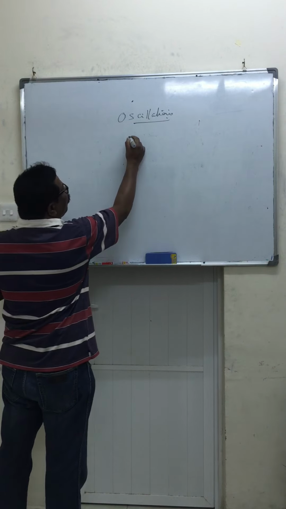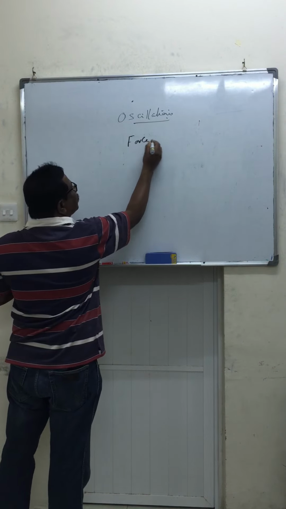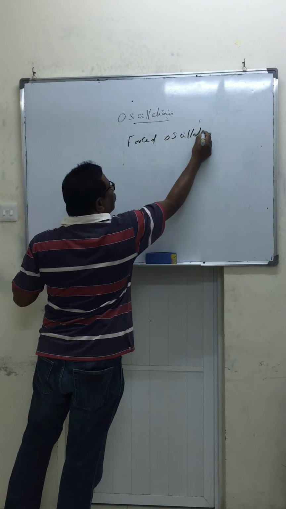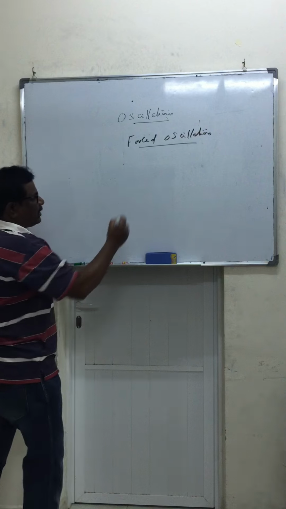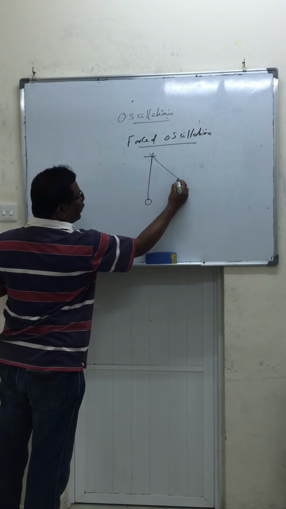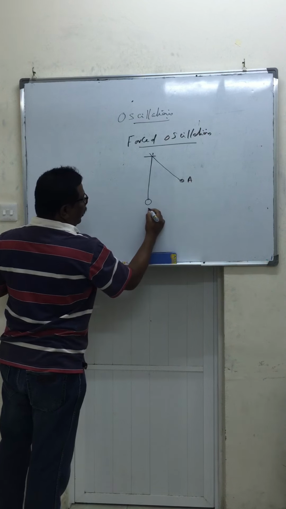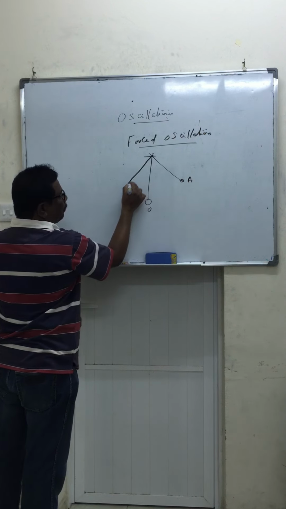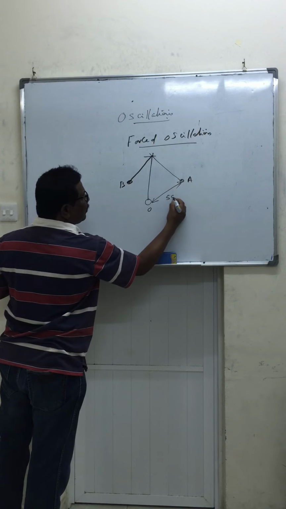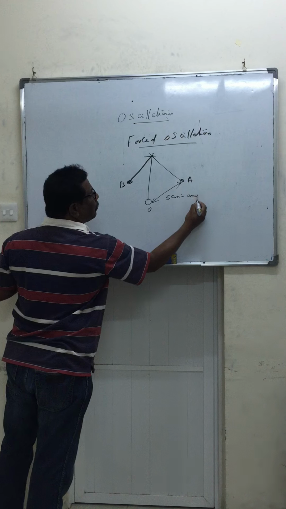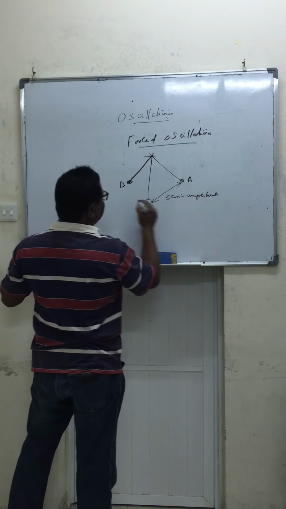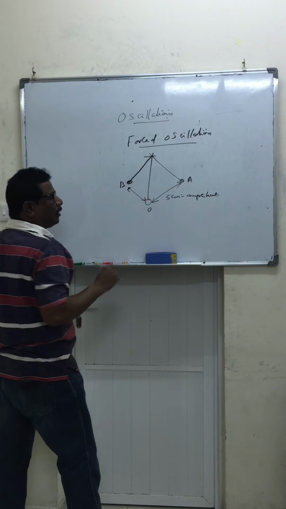Next one is forced oscillation. Again, I'll take the example of a simple pendulum. It is taken to A, mean position O, then to the point B. We know that the maximum amplitude is 5 centimeter, and this is also 5 centimeter.